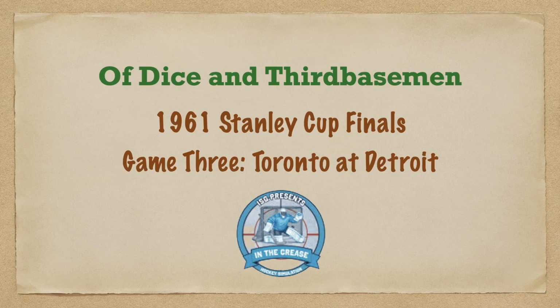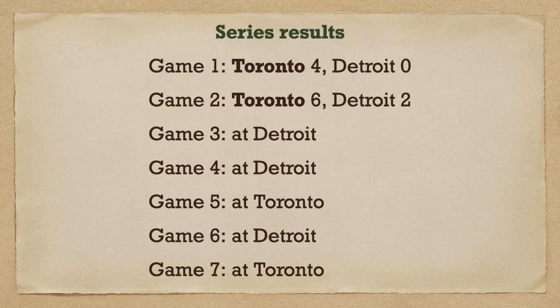Today, we rejoin our replay of the 1960-61 NHL season using Inside the Crease Hockey with Game 3 of the Stanley Cup Finals between the Toronto Maple Leafs and the Detroit Red Wings. So far, the series has gone all Toronto's way. They won Game 1 in a 4-zip shutout as Frank Mahovlich scored twice and Johnny Bower is impregnable on the Toronto goal.